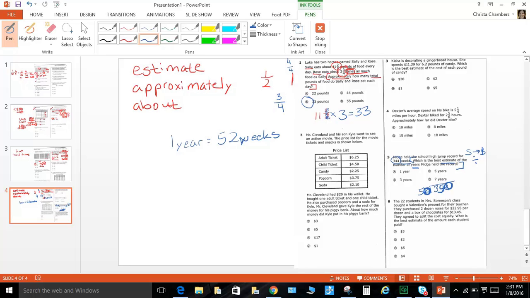Okay, last one that we're going to look at today is number 6. And number 6 says the 22 students in Mrs. Sorensen's class bought a Valentine present for their teacher. They purchased 2 dozen roses for $22.95 per dozen and a box of chocolates for $13.45. They agreed to split the cost equally. What is the best estimate of the amount each student paid?